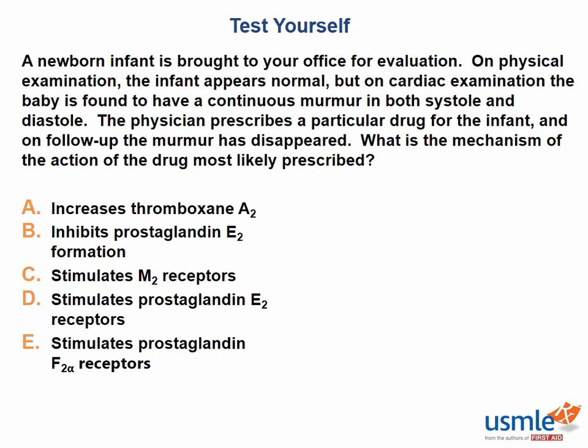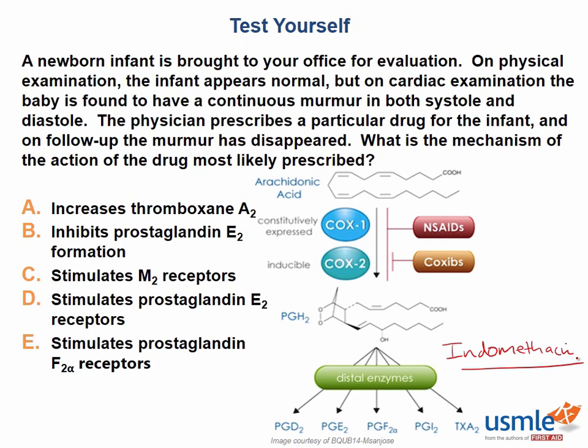There you go, indomethacin. Indomethacin is a non-selective cyclooxygenase inhibitor, so it inhibits both COX-1 and COX-2. This leads to decreased amounts of all the prostaglandins. But the ones we're worried about in this case are prostaglandin E1 and E2. Since prostaglandin E2 is inhibited, this means smooth muscle relaxation decreases. So now the ductus can constrict and close on itself. This will lead to resolution of our patent ductus arteriosus.